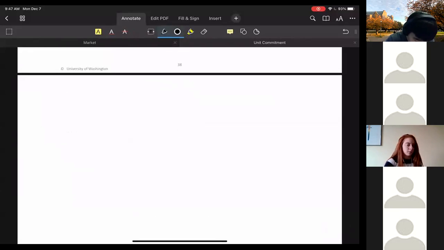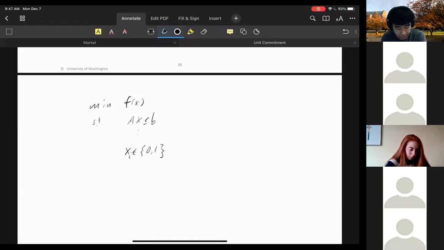So for example, let's say you have a problem in the form of min f of x, where x are integer variables, and we have a bunch of constraints, and at the end of the day each x_i is either 0 or 1. You may be tempted to use the following heuristic. You may say, okay, maybe this is roughly similar to something easier.